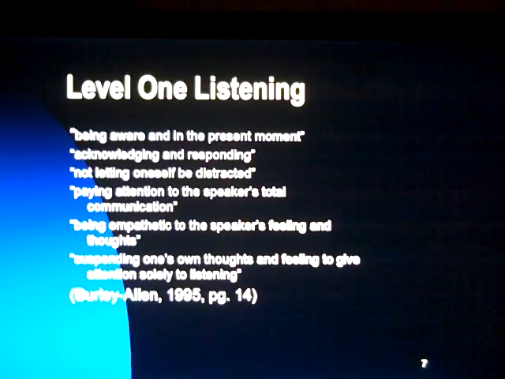What is level 1 listening? Well, according to Burley Allen, level 1 listening encompasses being aware and in the present moment, acknowledging and responding, not letting oneself be distracted, paying attention to the speaker's total communication, being empathetic to the speaker's feelings and thoughts, and suspending one's own thoughts and feelings to give attention solely to listening. Next slide.